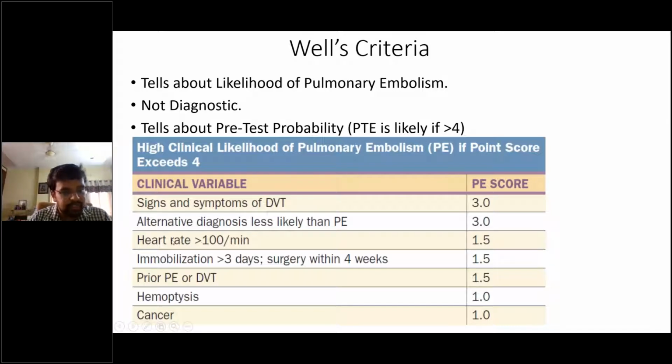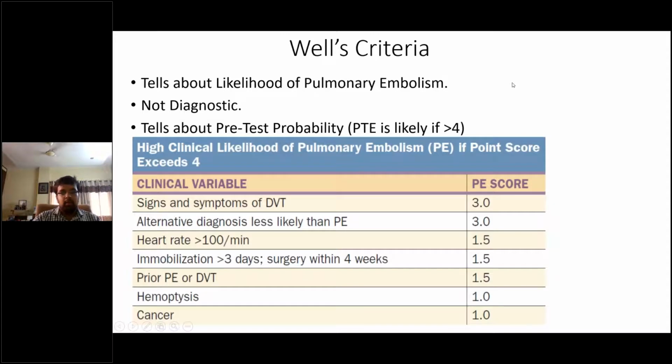Then of course we have tachycardia, that is heart rate more than 100 beats per minute. This is a score of 1.5. Immobilization more than 3 days or a surgery within 4 weeks. This is also 1.5. A prior history of pulmonary embolism or DVT also gives a score of 1.5. So there are two variables which have a score of 1. That is a history of hemoptysis, that is blood in sputum, a score of 1, and the history of or an ongoing cancer also gives a score of 1.